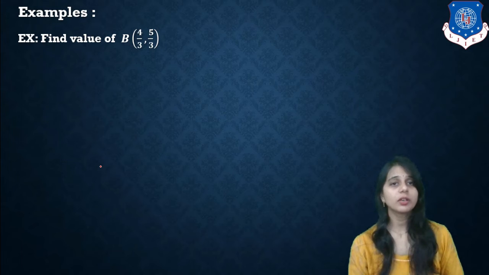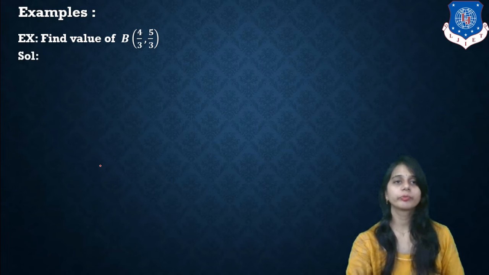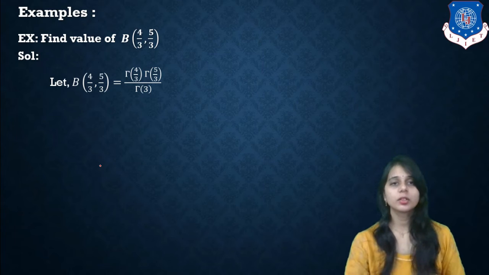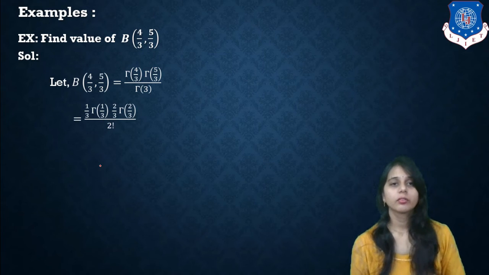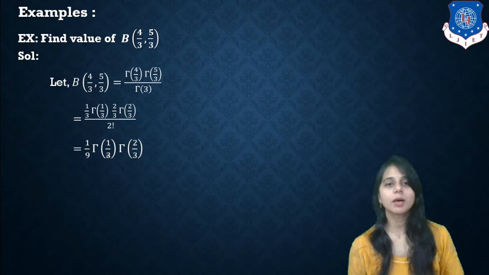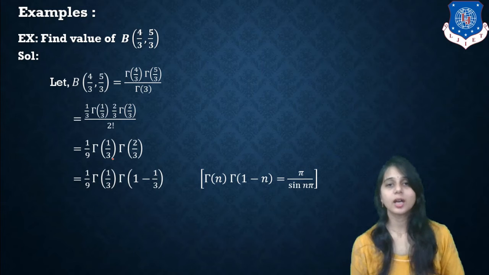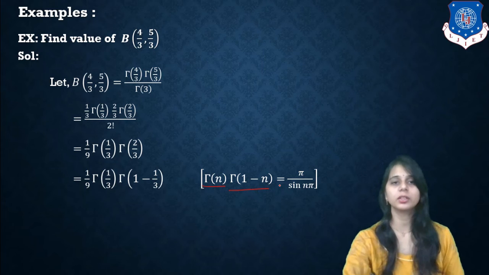Find the value of beta 4/3, π/3. Gamma 4/3 gamma 5/3 upon gamma 3. That is 1/3 gamma 1/3, 2/3 gamma 2/3. So the answer is 1/9 gamma 1/3 gamma 2/3, where gamma n into gamma 1 minus n is π upon sin nπ.